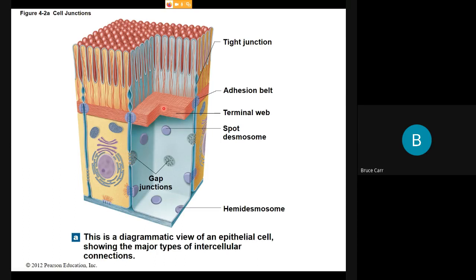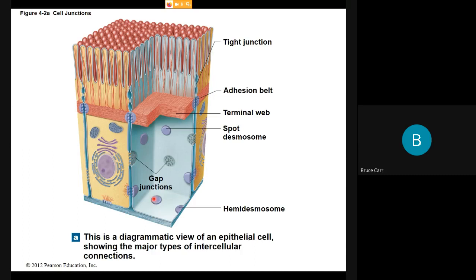This is called the terminal web, a part of the cytoskeleton. Here we have membrane-to-membrane connections that are more like rivets, called spot desmosomes. Here we have membrane to membrane connections that are different. The middle part of these connections has a hole. So if you have a gap junction here, the cytoplasm on this side and the cytoplasm on this side are actually flowing through those holes.